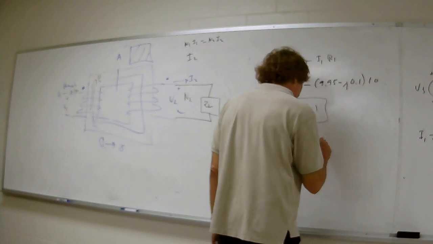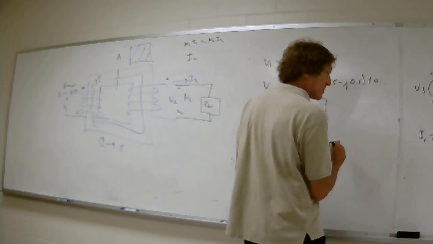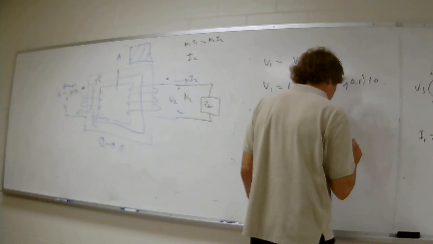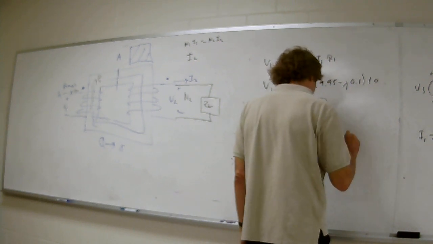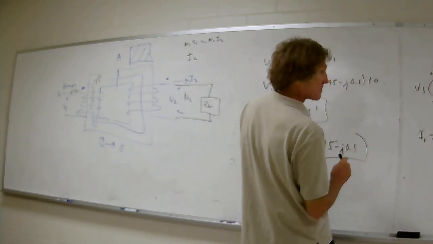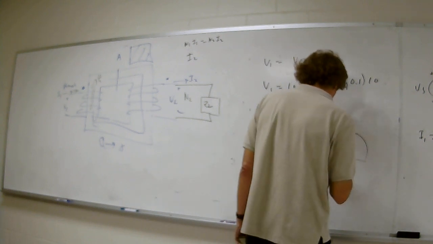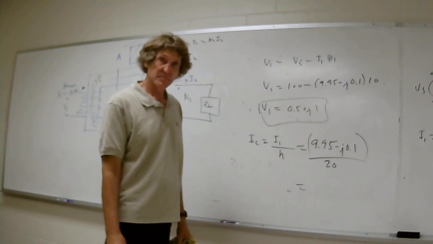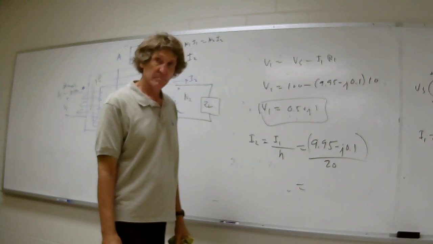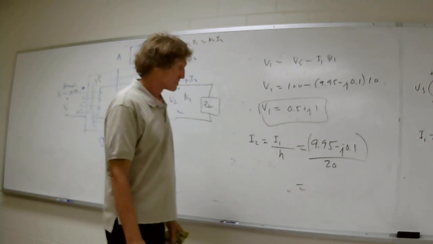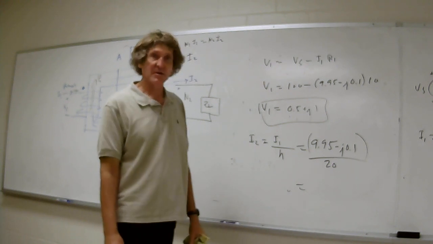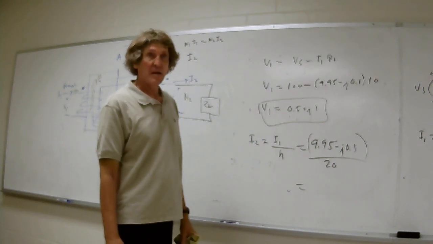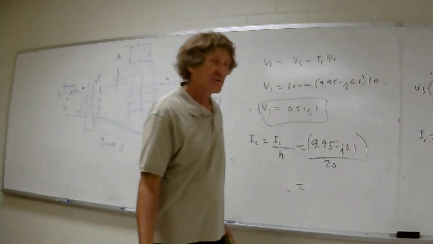9.95 minus j0.1, right? Yep. Divided by N, which is 20. So this is going to be small, but we get I1, right? You mean I2? Yeah, I mean I2, the secondary current. I don't know what it is, but it's small. Yeah, it is. Now, how do you get V2?